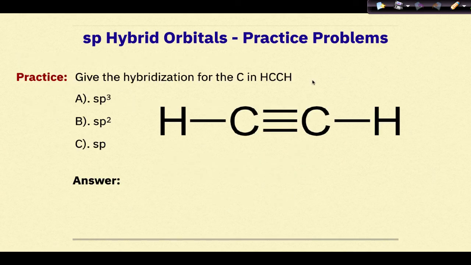Let's do a practice problem. Give the hybridization for the carbon in HCCH, otherwise known as ethyne. So we could pick either one of these carbons to look at. So I'm going to look at this carbon right here. Here's one electron domain. Here's a second electron domain. So the electron domains equals 2. I think 2 letters. So my answer has to be C, sp hybridization.